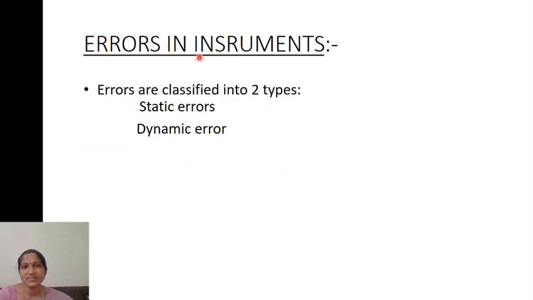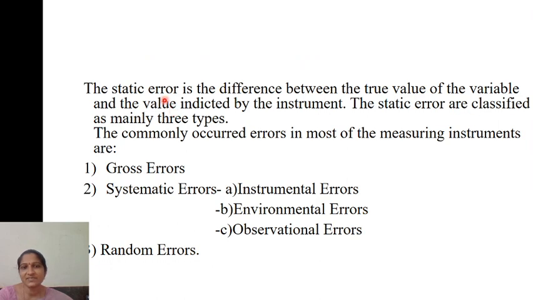Now we shall discuss different types of errors. They are classified into two types. The first one is static error and the other one is dynamic error. Coming to the first one, what is the meaning of static error? Static error is the difference between the true value of the variable and the value indicated by the instrument. That means it does not vary with respect to time, so this is a constant error.